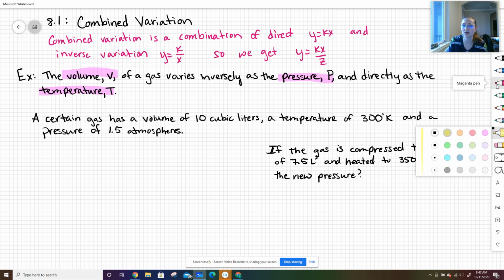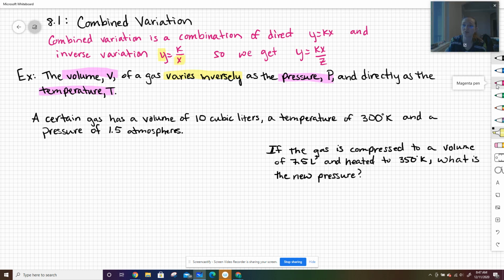Because now we would say, okay, the volume varies inversely. So the volume varies inversely as the pressure. So that's going to be my y and x for my inverse portion of my formula. So this is going to be V equals K over P. So P is the inverse, so it's going to be in the denominator.